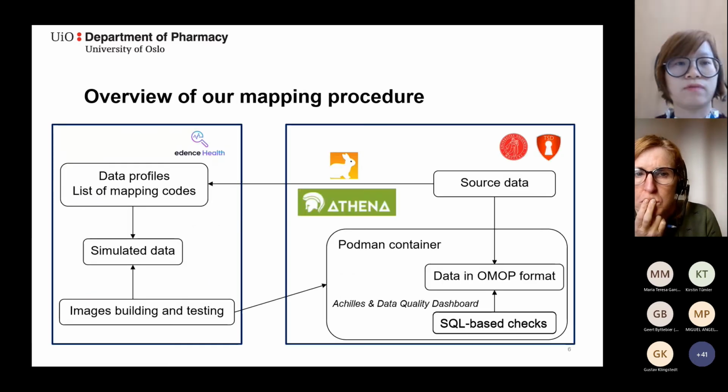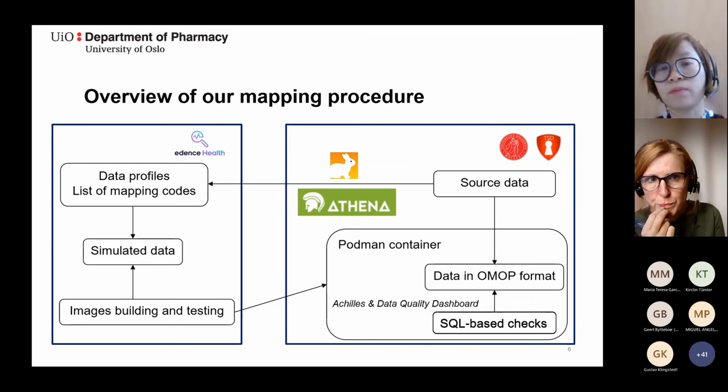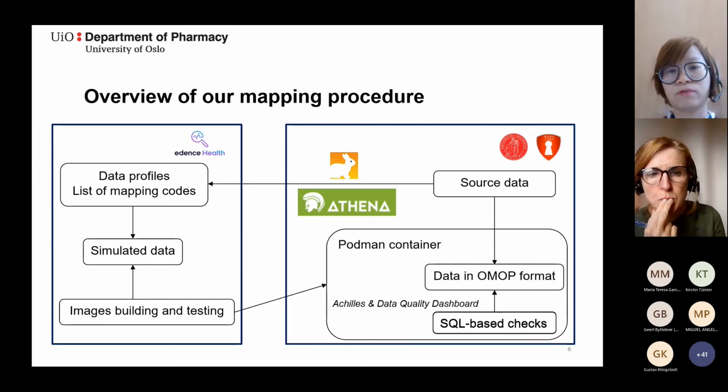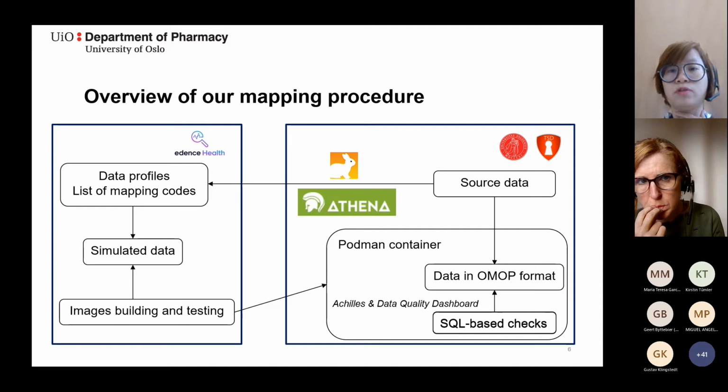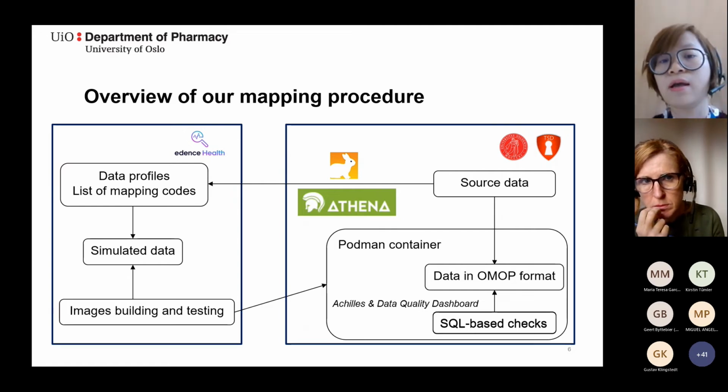So this is a figure giving an overview of our mapping process. I think it's a bit different compared to some of the data partners in that our source data needs to be stored inside a secure platform called TSD, coordinated by the Center for Information Technology at the University of Oslo, where we don't have internet access, and all the exportation and importation of data in and out of the TSD need to follow a very strict regulation to protect personal information.